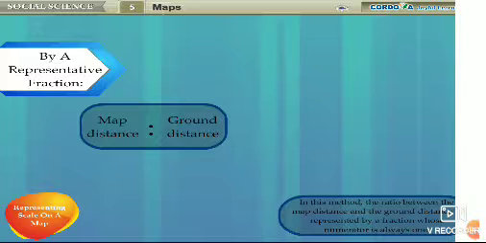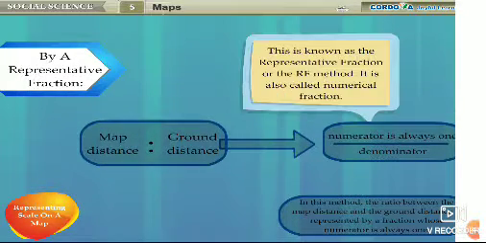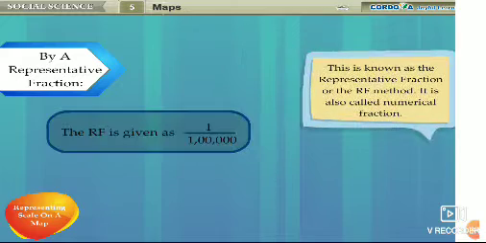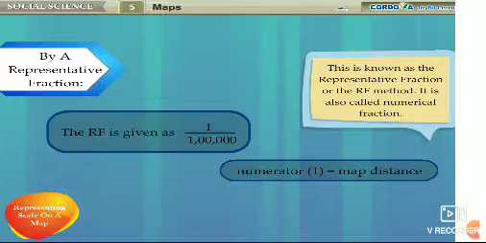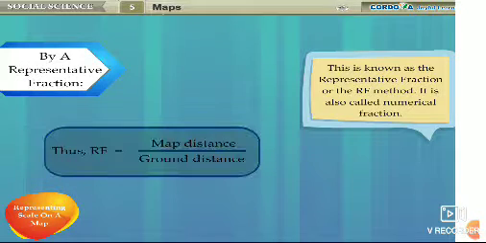By a representative fraction. In this method, the ratio between the map distance and the ground distance is represented by a fraction whose numerator is always 1. This is known as the representative fraction or the RF method. It is also called numerical fraction. The RF is given as 1 upon 1 lakh. In this example, the numerator 1 is the map distance and the denominator 1 lakh represents the ground distance. Thus, RF is equal to map distance divided by ground distance.